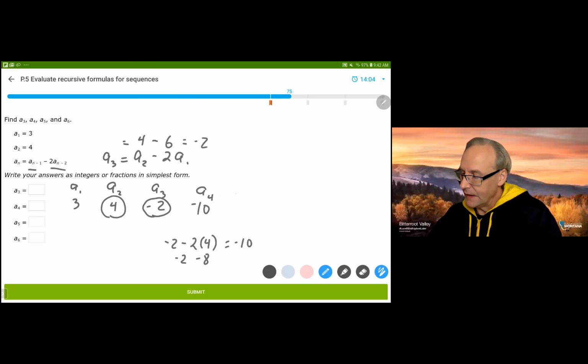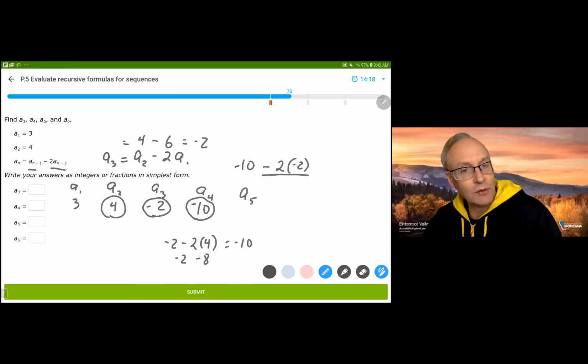Now to get to A5, I'm going to take the -10, which is the one before, and I'm going to subtract 2 times the one that was 2 before, which is -2. And there's our problem. Look at that. We've got that double negative.